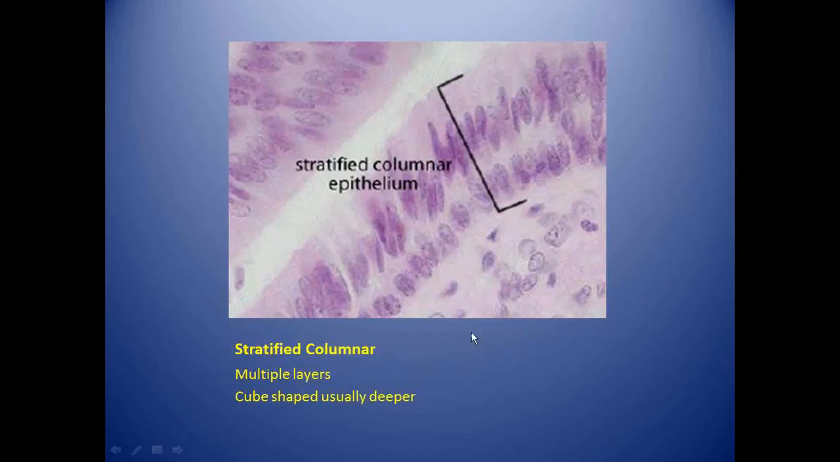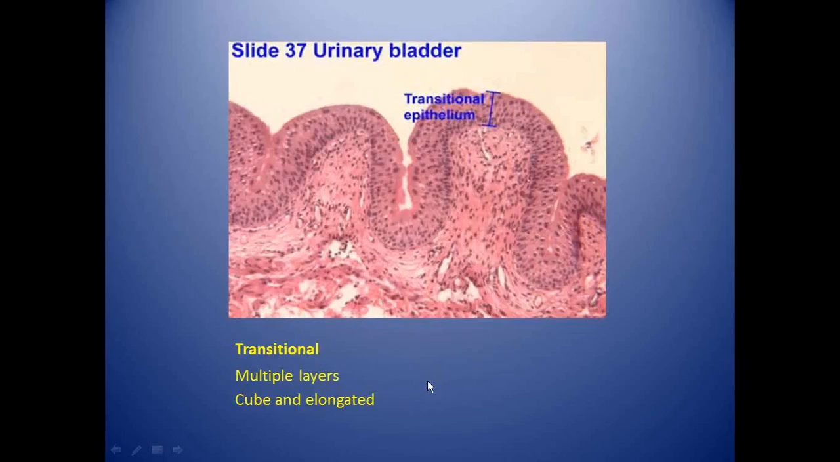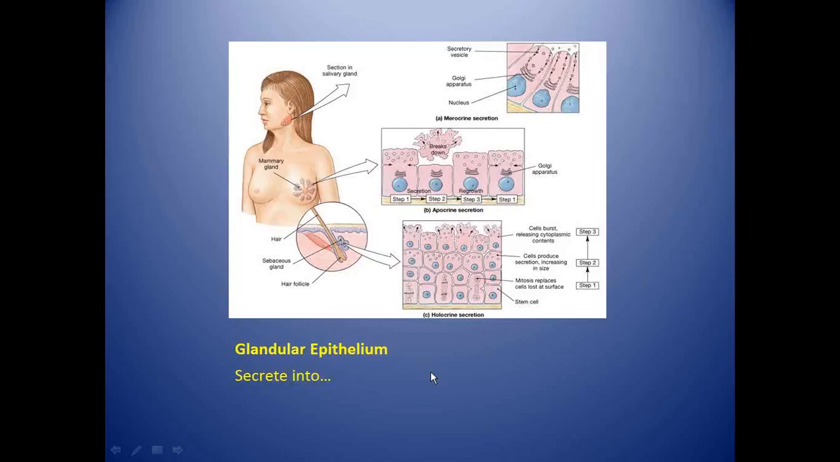Stratified columnar. So stratified again means that we are actually seeing more than one layer. Usually the cube-shaped is deeper and these are longer on top. Transitional. Transitional is just like it sounds. It doesn't look like it's one particular type. Some of these are cuboidal, some of these are elongated out like a columnar, and you're going to find some of those in the bladder, and that's going to help with the mechanical stretching of the bladder.